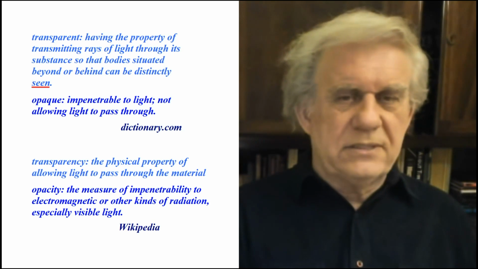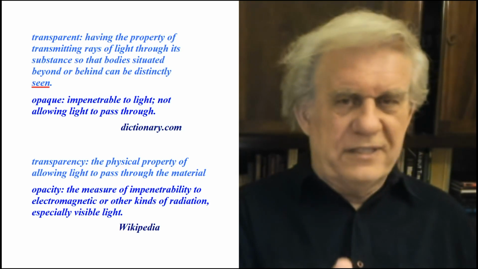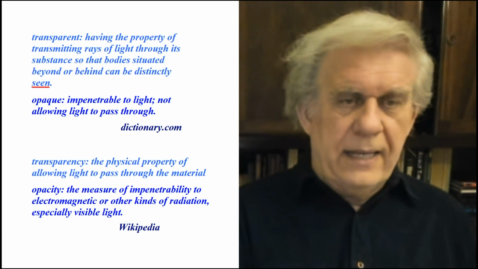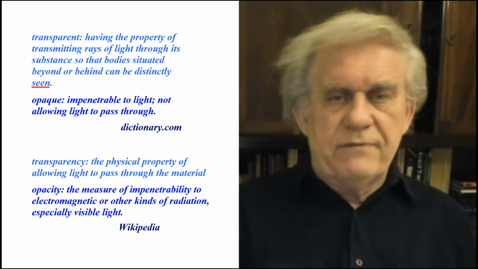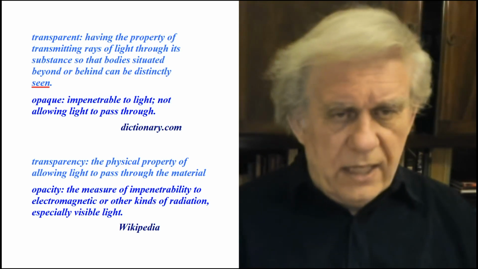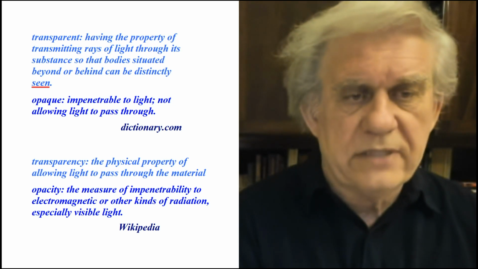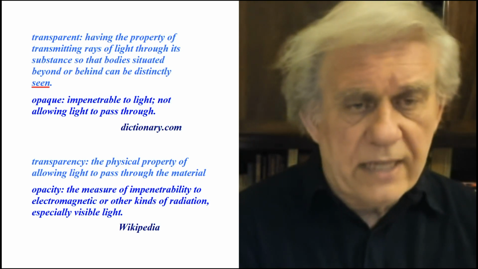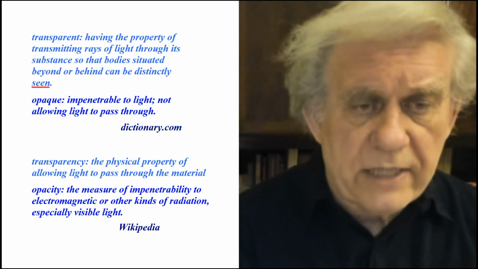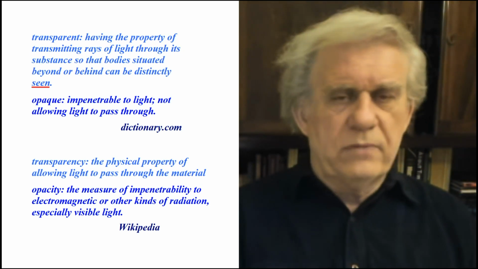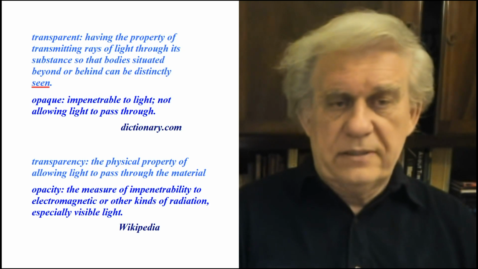And of course, a mathematician is a person who can't tell the difference between these things. That's why they don't have any rational definitions in mathematical physics. Okay? And Wikipedia, again, doesn't even mention the seen, the observer. It just says the physical property of allowing light to pass through the material. That's what everybody understands by transparent. And what is opacity? The opposite. The measure of impenetrability to electromagnetic or other kinds of radiation, especially visible light. No notion whatsoever of whether you can see or not. Okay, so this seeing thing is the one that you've got to question.